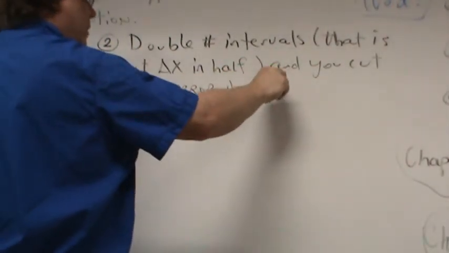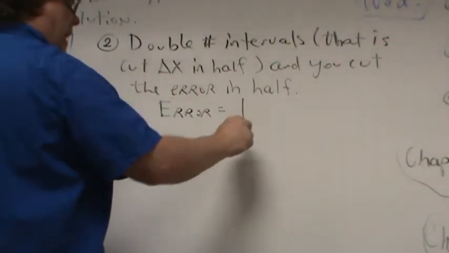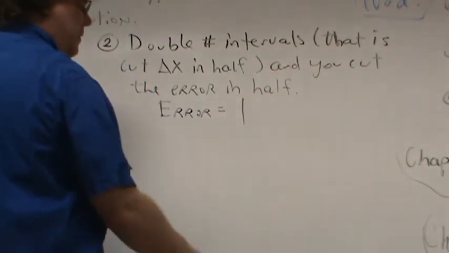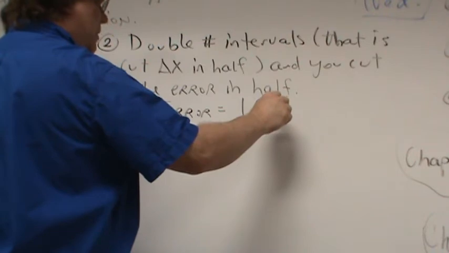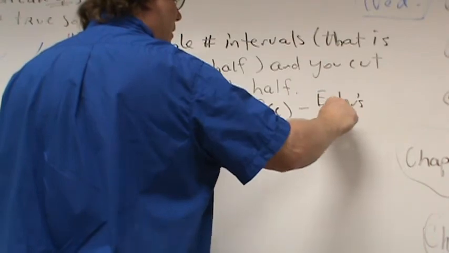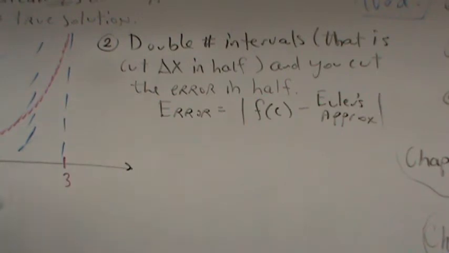And I want to remind you, the error ends up being the absolute value of the difference between the true solution and Euler's approximation. The difference between Euler's approximation and the true solution is your error, and you're just cutting the error down. The more intervals, the closer you are to the real answer. And that's my two thoughts on Euler's method. Any questions or problems on that?